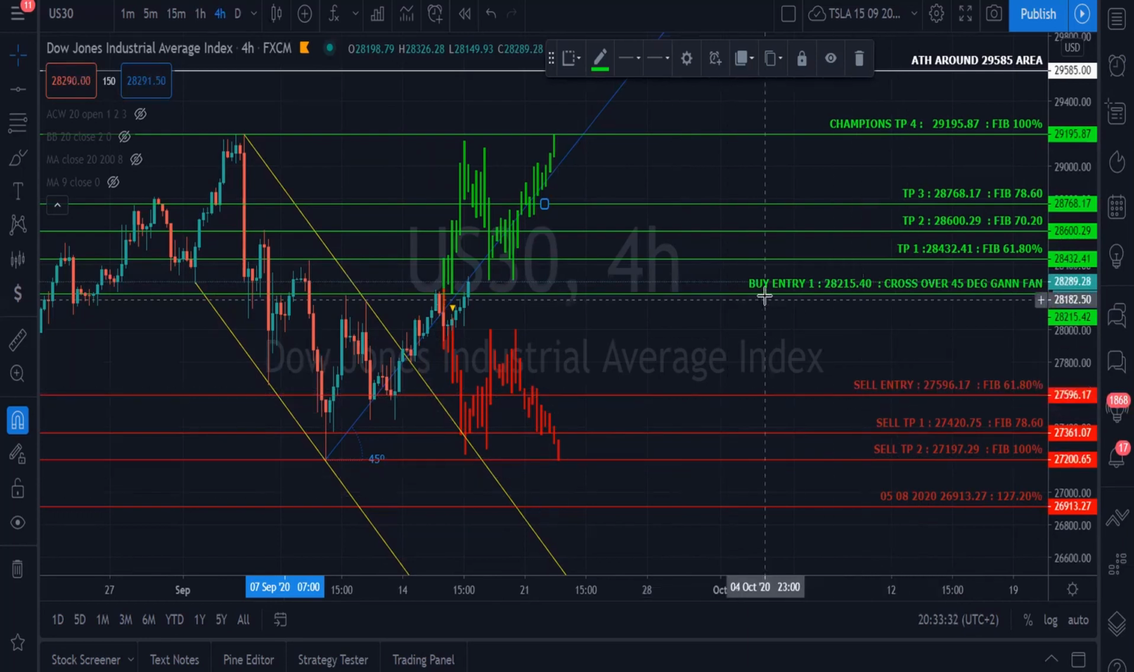So if you put a bit of wording on this end of the line, it will tell you that this is my buy entry for the US 30 at 28215.40. It will tell me that when price crosses over this 45-degree line, that's what I've got here. And this 45-degree line is purely a support line from the Gann fan, so that's why I've written Gann fan. So if I look at this line, I will say it's my buy entry number 1. It's at this price, 28215.40, and it triggers when price crosses over between this line and that 45 degree.